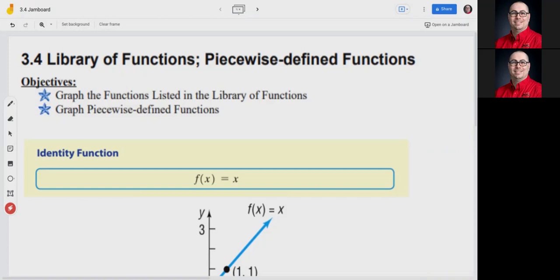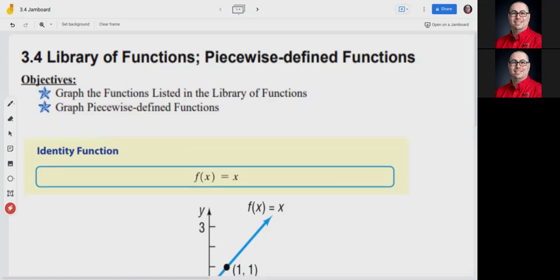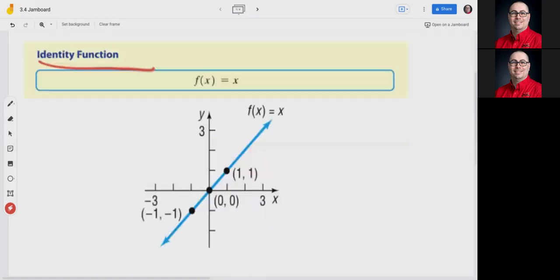So the first function we're looking at is the identity function. That's just f of x is equal to x. It's just whatever your input is, that returns as your output. So if you put in a 1, you get a 1. You put in a 2, you get a 2. Put in a 3, you get a 3. Put in a 0, you get a 0. Put in -4, you get a -4. And that graph is just this diagonal line here.